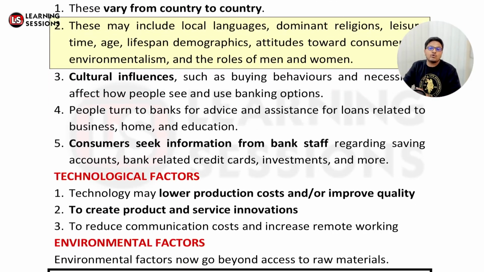Further, it's related to technological factors. Now if you have very good technology, it will reduce the production cost, and it can also improve the quality of the product. If you provide a product at a very low cost, it can impact your sales manifold, right? That's the main funda related to it.